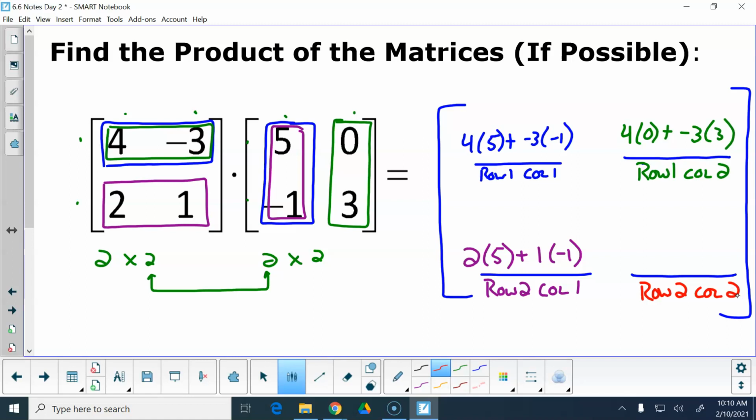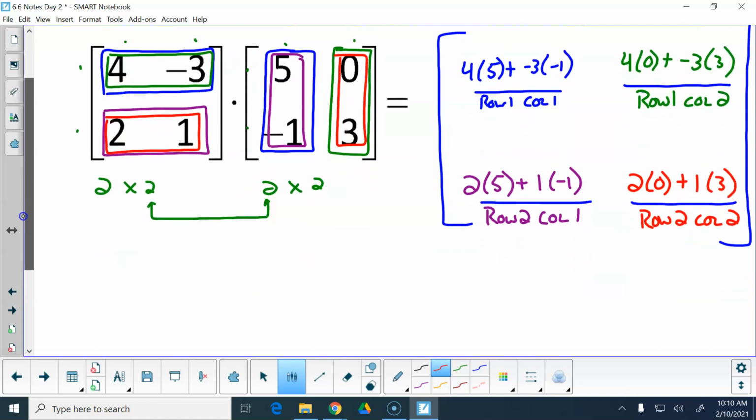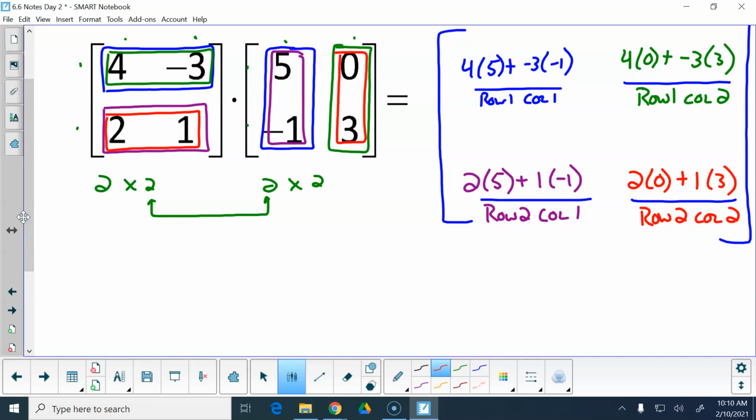And that's going to be row 2, column 2: 2 times 0, plus 1 times 3. It's that. Then I just have to do that math.